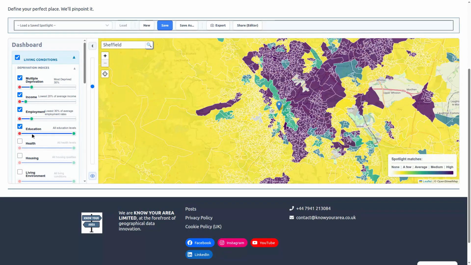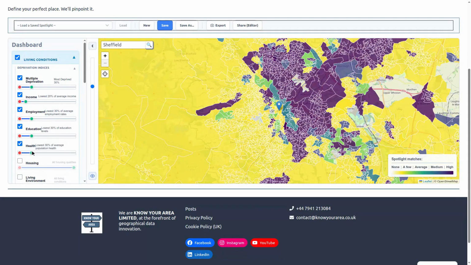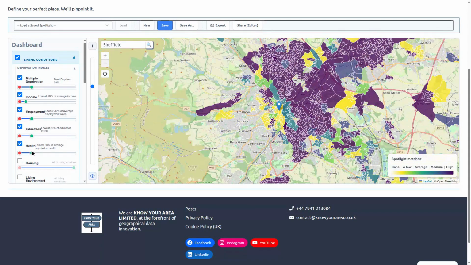Let's add education, focusing on the lowest 30% of local education levels. The map beautifully recalibrates, adding even more precise shades to the canvas while keeping our target areas anchored in that dominant, deep tone. Finally, let's overlay health, selecting the lowest 30% of average population health for the region. Our multi-layered data landscape is now complete.